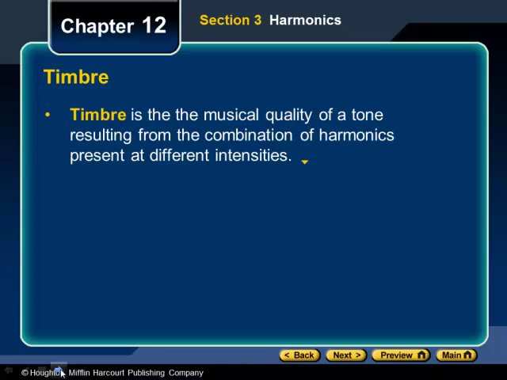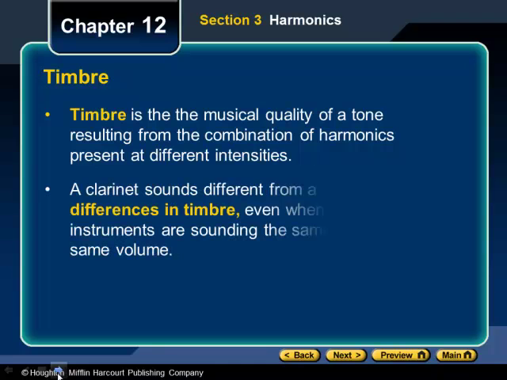Timbre is the quality of a tone resulting from a combination of all the harmonics present at all their different intensities. This is why the different instruments sound different. A clarinet and a viola, or in the case of the animation we just saw and heard, the violin and the tuning fork, sound different because they have different timbres.